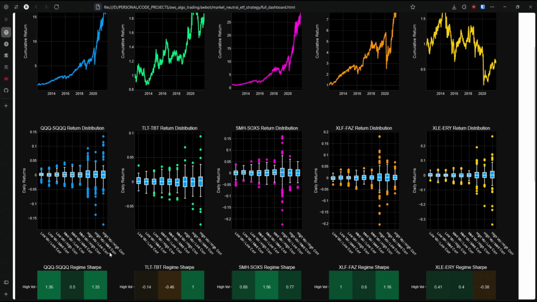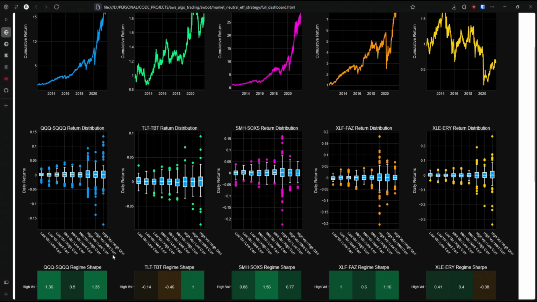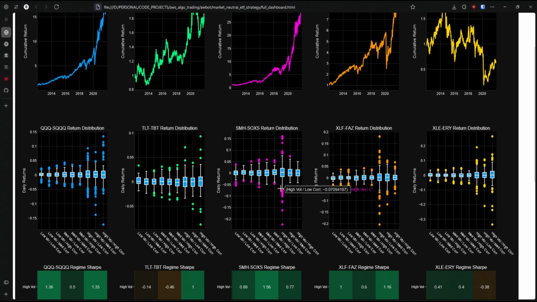And so what I think is interesting is we would expect that high volatility, lowest correlation, in my opinion, you would think that would have the most diverse or wide range of returns, but it doesn't. And it doesn't for all of them. In this case, for example, high volatility, high correlation has the highest. But when we look at SMH, SOXS, high volatility, low correlation has the highest dispersion of returns.